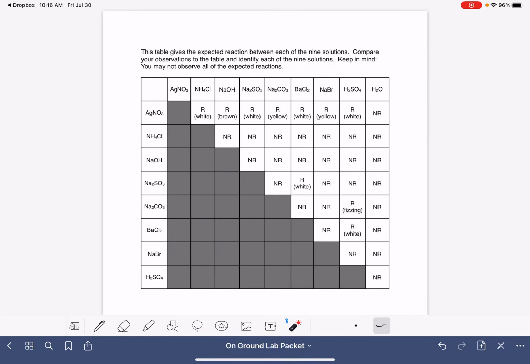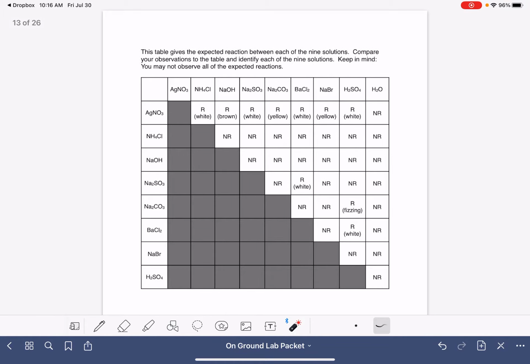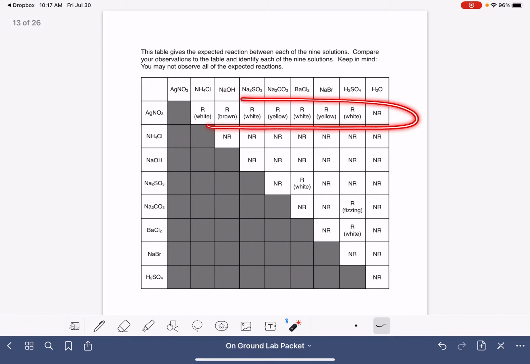The way that you're going to do that is by looking at your data, your reactions, and comparing them to the reactions on this particular reference sheet. Your big hint here, the one thing that's going to be the easiest to find, is silver nitrate, because you can see that silver nitrate has a ton of reactions. It does a ton of things. So on your data table, you're going to find one of your 9 solutions that reacted most of the time, almost all the time, and you'll start there.